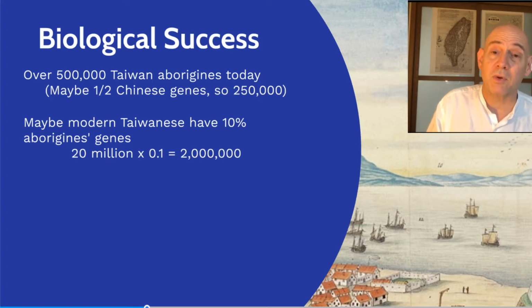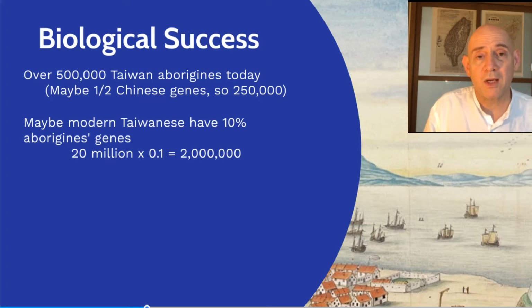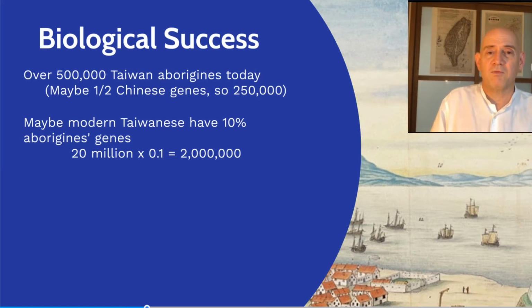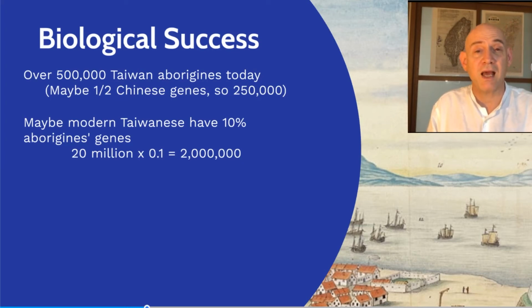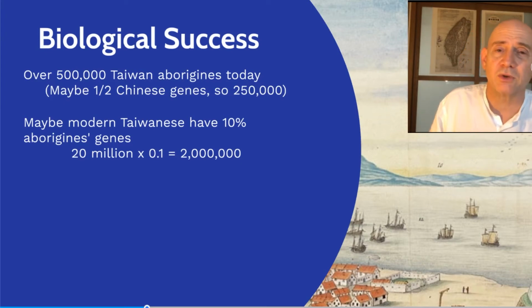The Taiwanese Aborigines, I would argue that in many ways they were quite successful. The most notable success is biological success. If you want to look at, say, the average Aborigine back in the early 1600s, how many progeny does he have today? And compare that with the average Chinese back in the early 1600s. How much progeny does he have today? How many great-grandchildren does he have?